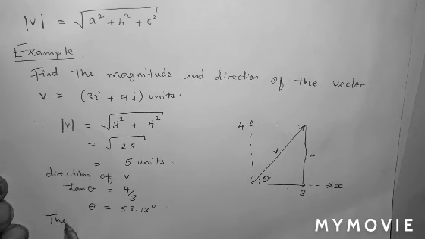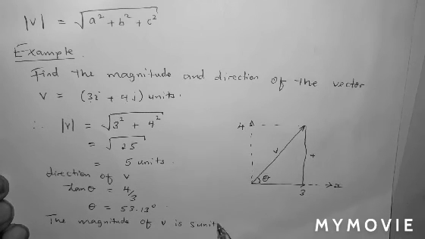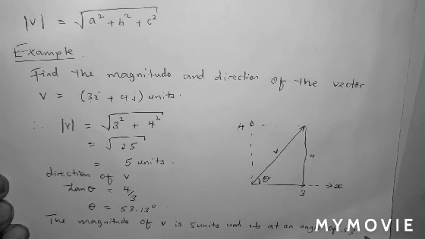Therefore, the magnitude of v is 5 units, and its direction, or it's at an angle of 53.13 degrees to which axis? To the x-axis.